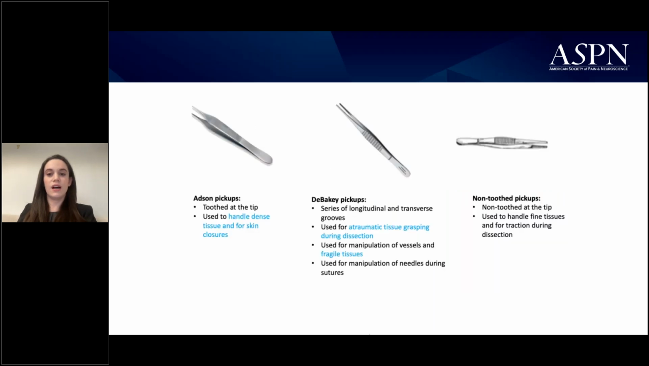And here are three common types of pickups that we use. The Adsons on the left are toothed. They can be used for skin closure when we're dealing with more dense tissue. The DeBakey in the middle is toothless. It can be used to manipulate needles, vessels, fragile tissues, and atraumatically grasp tissue when you're dissecting. And on the right, you see a non-toothed pickup, and this is for handling fine tissues and for applying traction during dissection. Next slide, please.